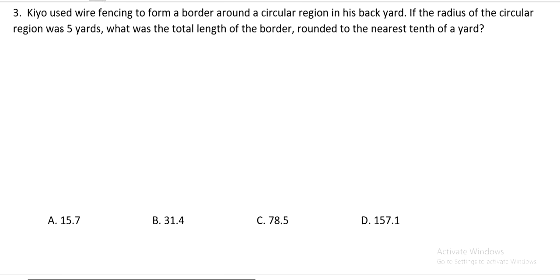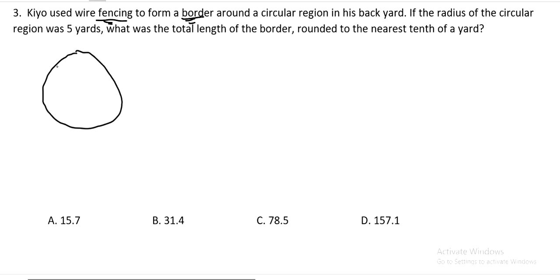Number 3, Caio used wire fencing to form a border around a circular region in his backyard. If the radius of the circular region was 5 yards, what is the total length of the border rounded to the nearest tenth of a yard? So this one takes a little bit more thinking. First off, he's using wire fencing to form a border around a circular region. So your first decision is, are they talking about circumference or area? They are talking about circumference. So circumference is the distance around a circle.